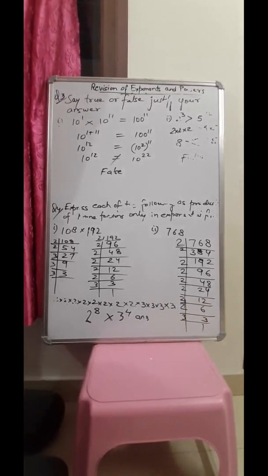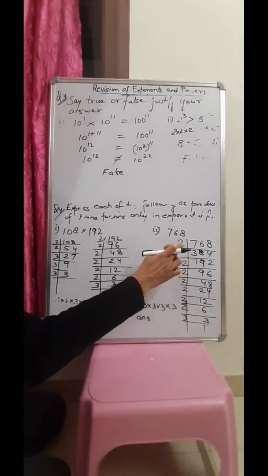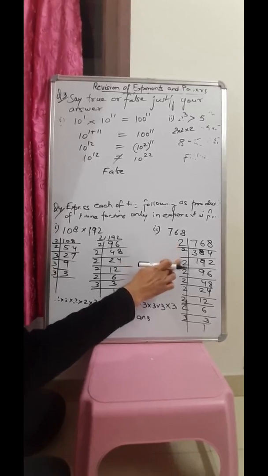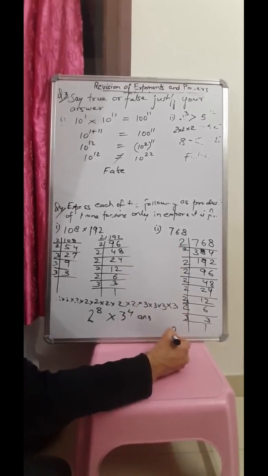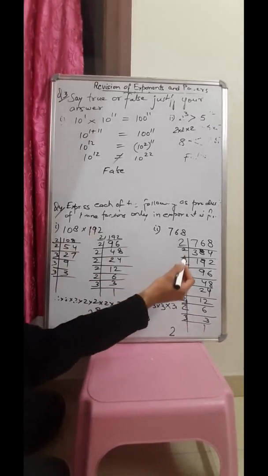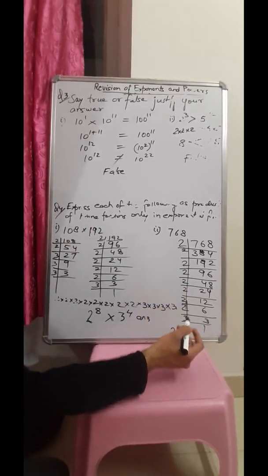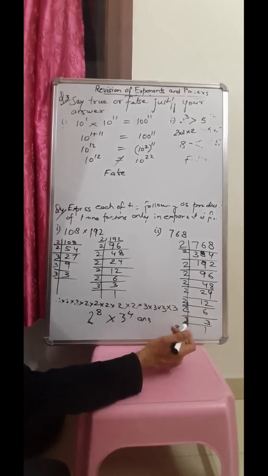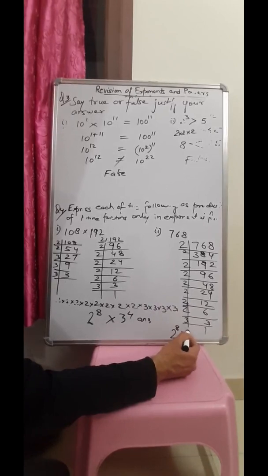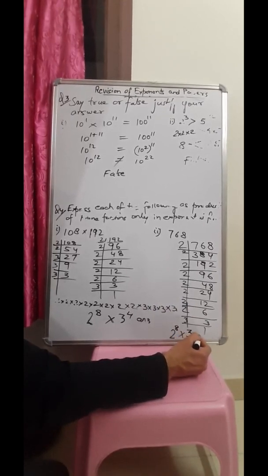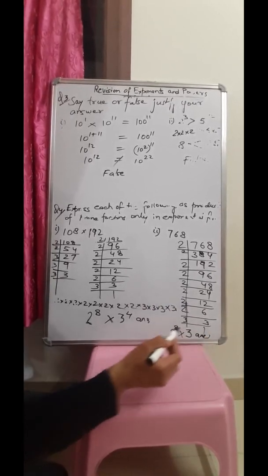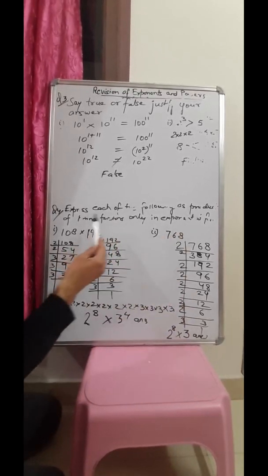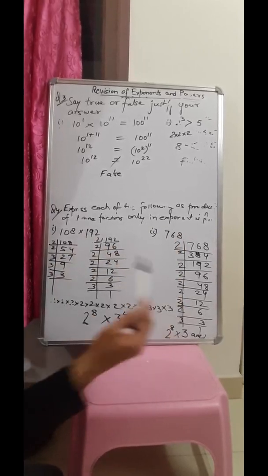So here we can see that we divided 768 and we have used 2 as a prime number. How many times? So 2 will be your base, and how many times? 1 2 3 4 5 6 7 8. So that means 2 raised to power 8 multiplied by 3, and this is the answer. In this way we can write the number as a product of prime factors using exponential form.